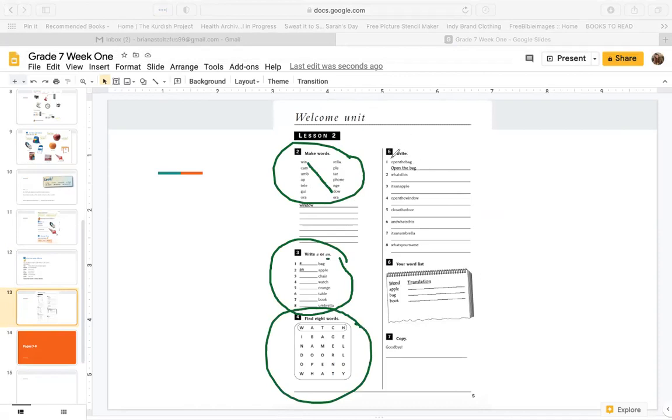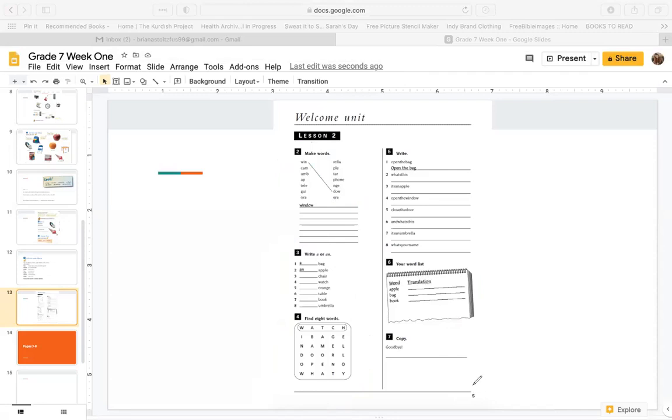Number 5, write these words into sentences. Number 6, write the translation of apple, bag, and book into your language. If that's Arabic or Kurdish, write it to remember what apple, bag, and book are. And then copy this word goodbye. Copy simply means write. Copy goodbye. This is not too hard. Complete this homework before you come to class next week. Page 5 in your activity book.